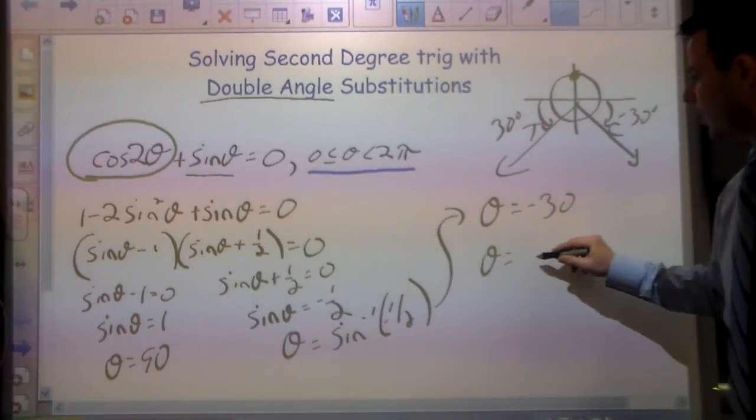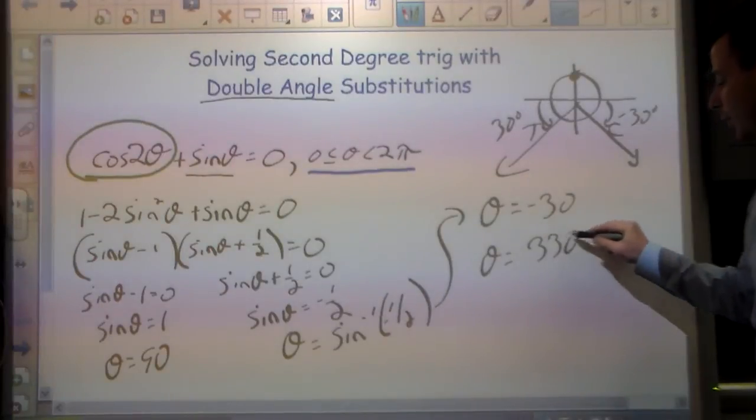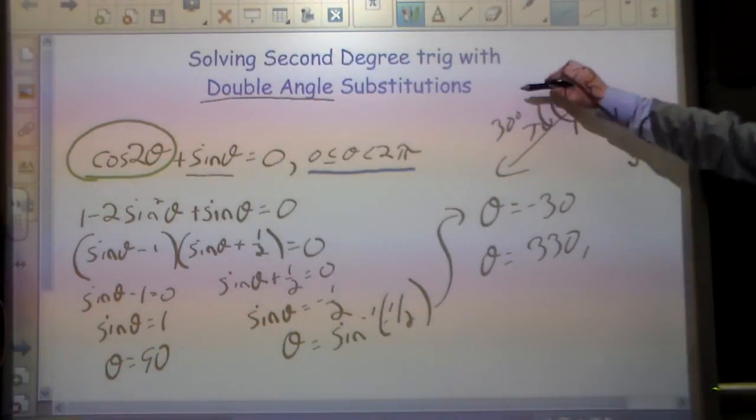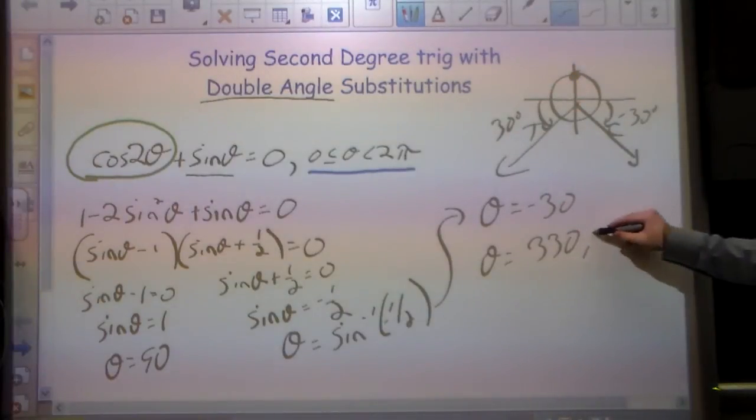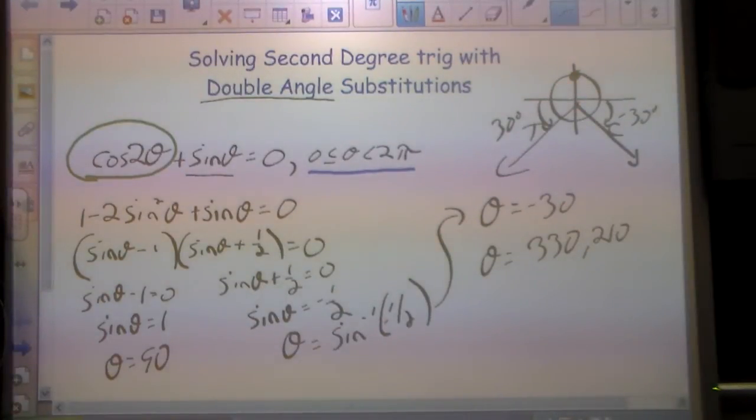So let's find a coterminal angle and say 330 degrees. Well, if 30 is our reference angle, we're in the third quadrant. This is 180. We're 30 past that, so 210 degrees.